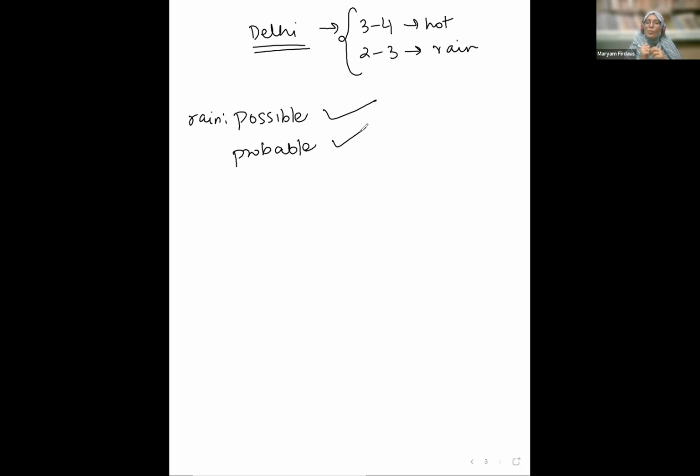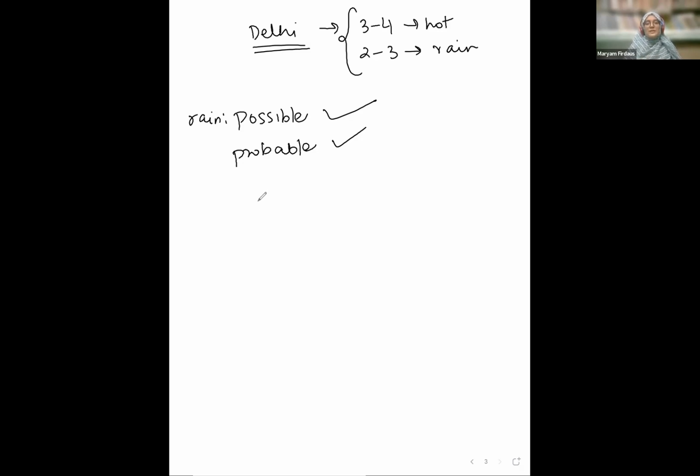Now, how probable is it? Is it very probable or is it less probable? If we want to find out how probable it is, we need to see some other set of information, some other data. Something can be more probable, something can be less probable.